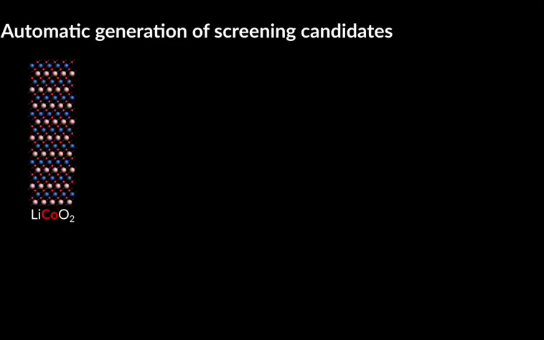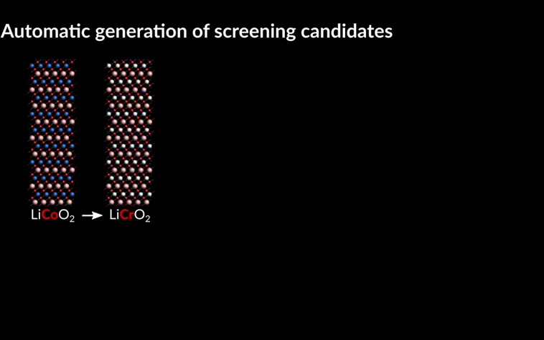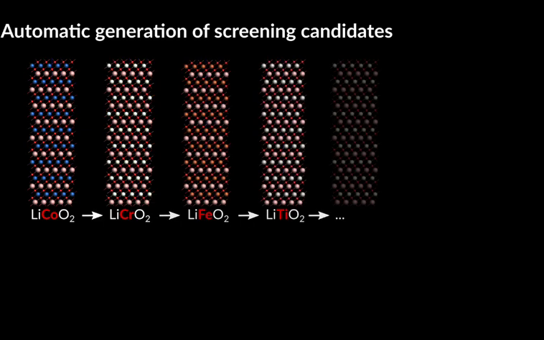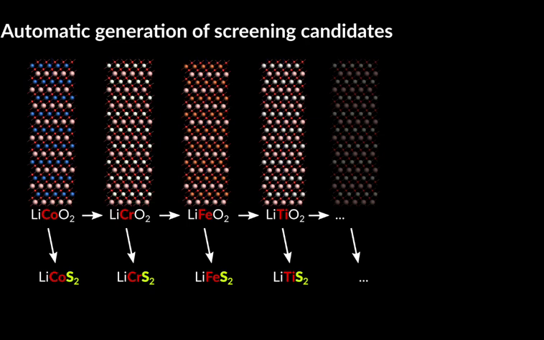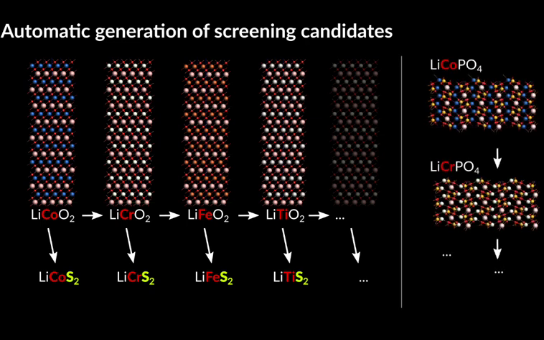To generate the next candidate for the screening, we now exchange the cobalt for another transition metal and repeat the calculation. The whole procedure is then repeated, but this time the oxygen atoms are replaced by sulfur atoms. And finally, we screen a list of transition metal phosphates.